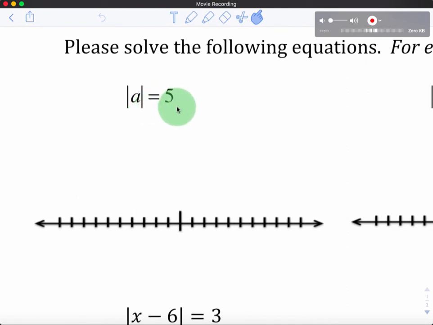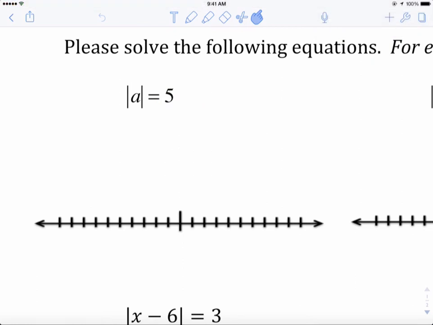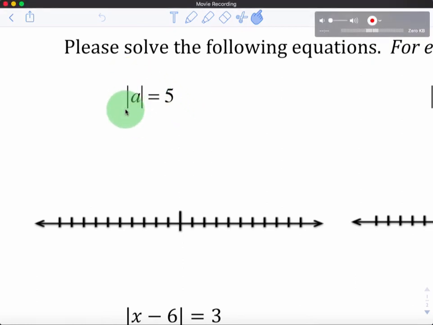Now for me, I think it's a lot easier to approach these problems by speaking about them in a way that makes sense. Remember, we talked about the absolute value of a number being a measure of that number's distance from 0 on the number line. So basically what we're being asked here is please find a number or numbers whose distance from 0 on the number line is 5.